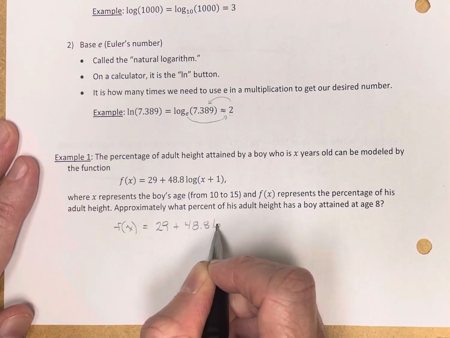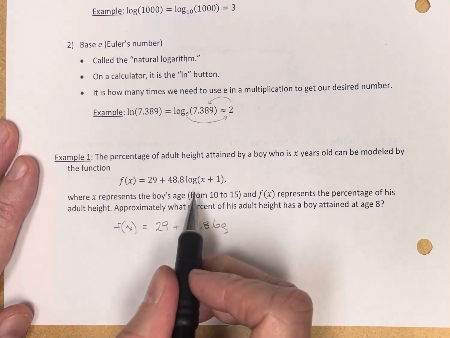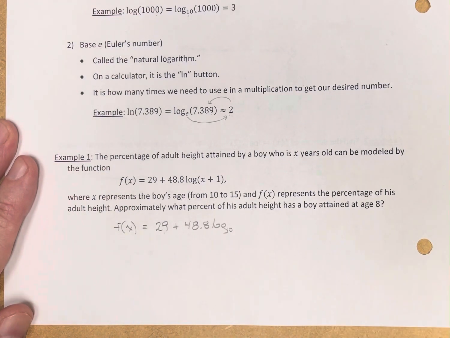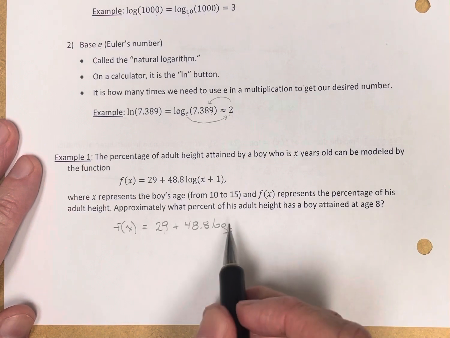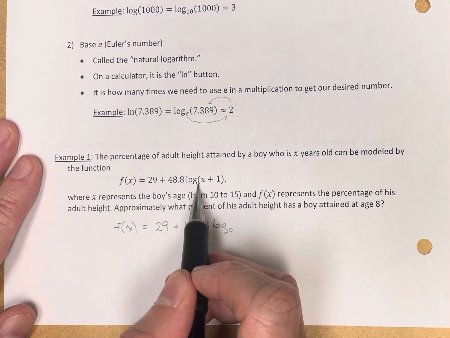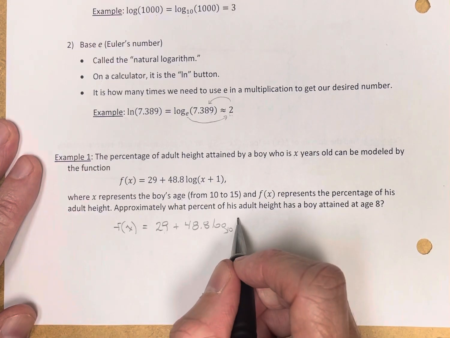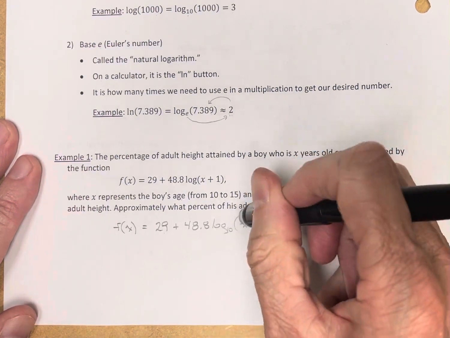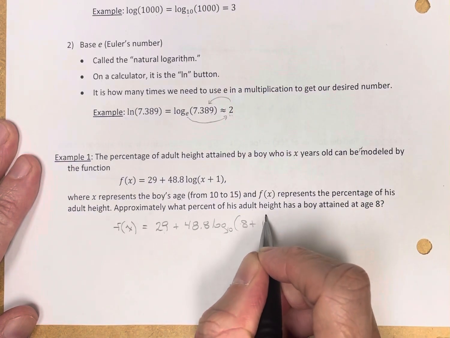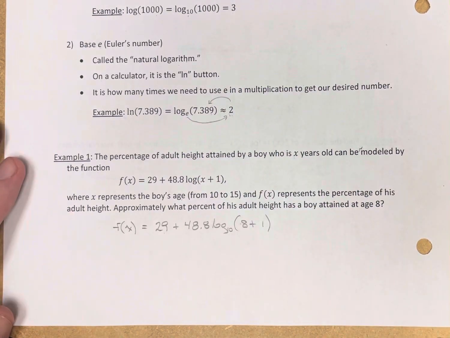48.8 times the common log, because there's no base and it says log. If you want to put a 10 in there, because it'll help you to see it, you can. But when we just see the log by itself with no base listed, we know it's base 10, of 8 plus 1. Okay? So let's put it in here.